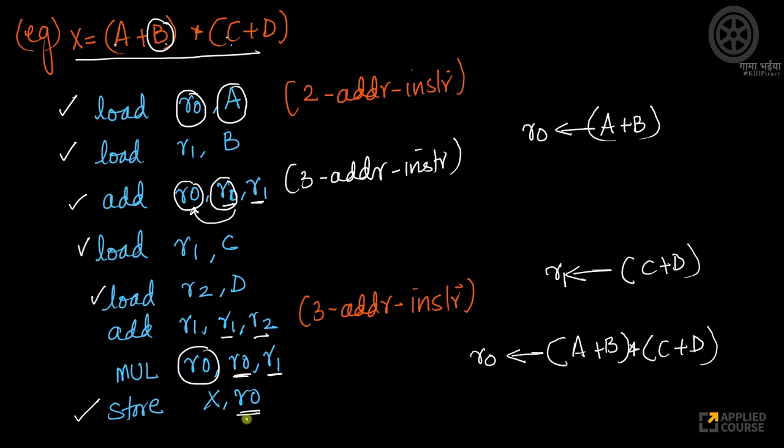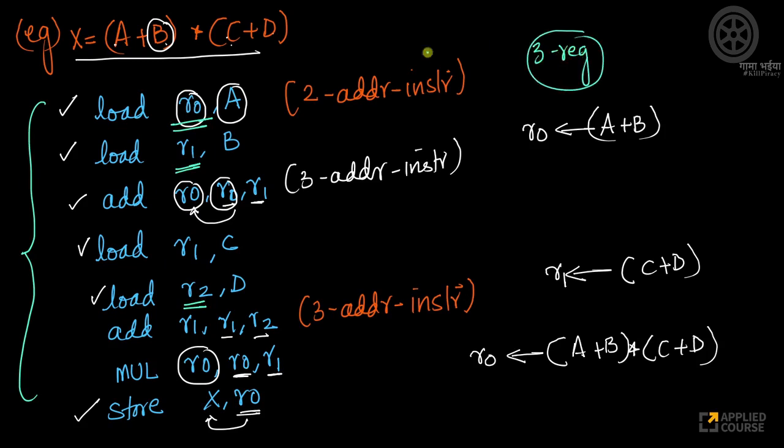Whatever is there in R0, store it to memory location X. Look at this. Look at how many. See, here I am only using registers R0, R1 and R2. So this is a very nice example wherein, even though I have lots of registers, here I'm only using 3 registers to solve this problem.